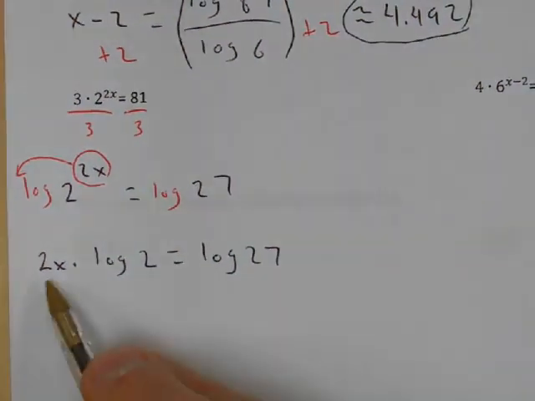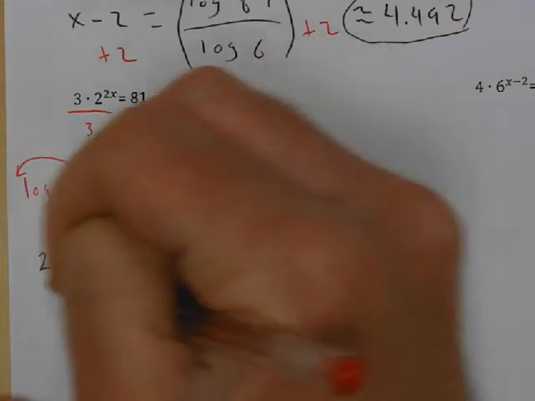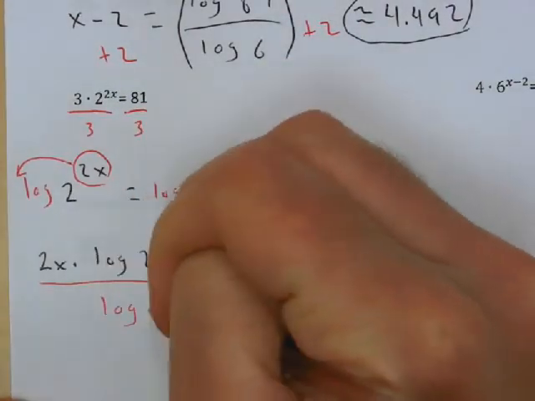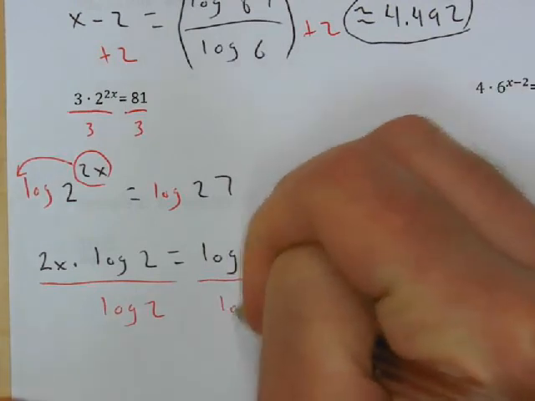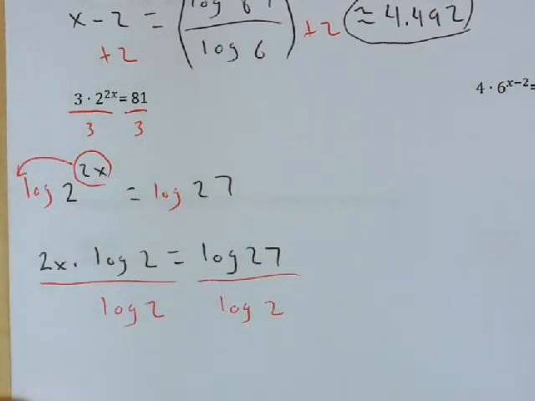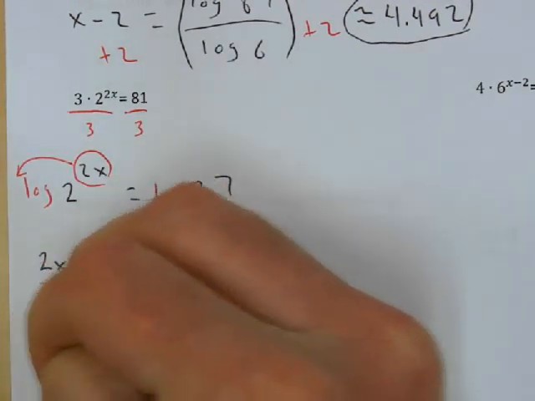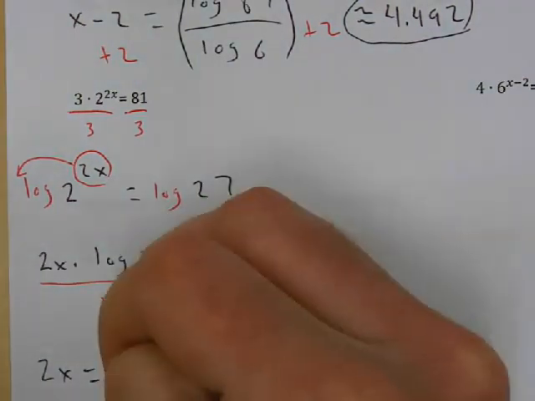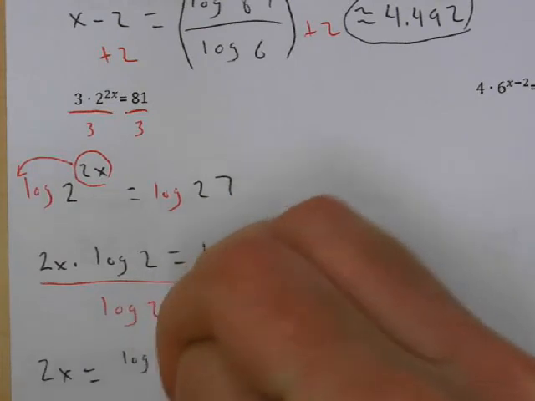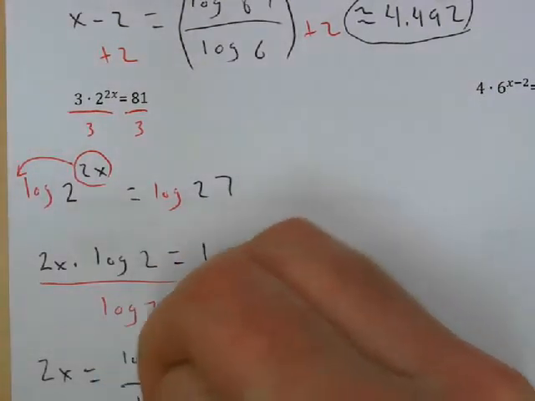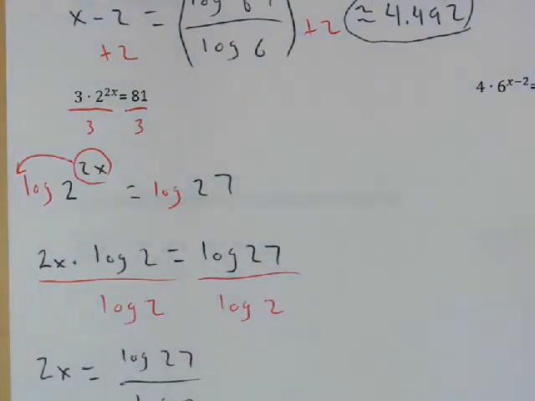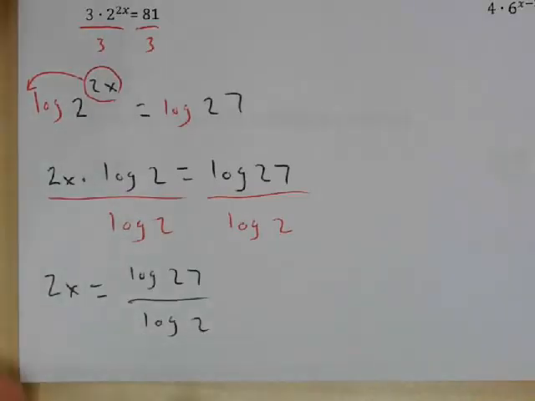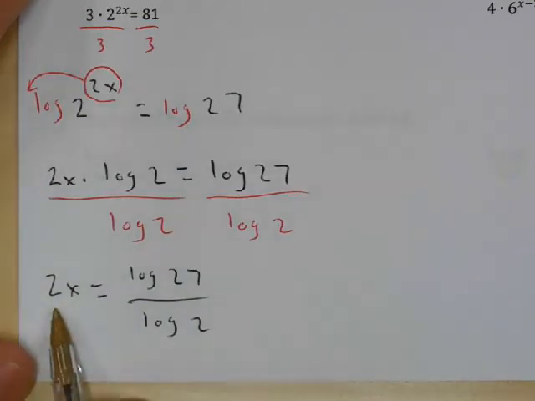All right, again, I'm going to ignore the 2 for a minute. I'm just going to focus on the log parts. I'm going to divide everything just by the log of 2, and then I get 2x equals the log of 27 over the log of 2. Okay? All right, so again, when I punch this into my calculator, it's going to give me a big number, and then what do I want to do to that number? I want to cut it in half.